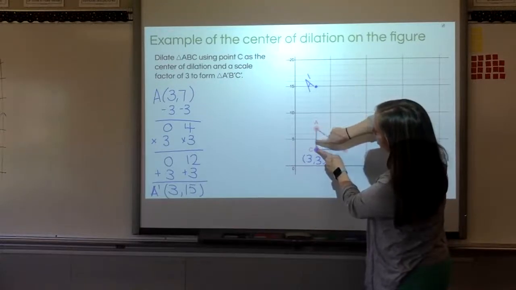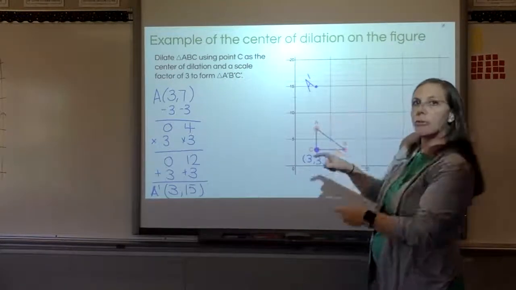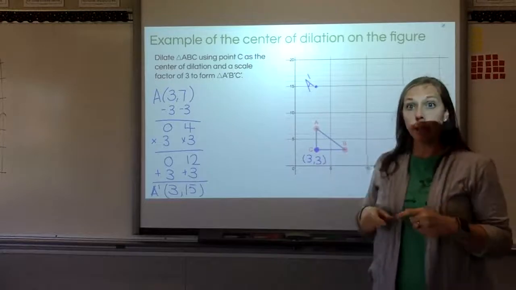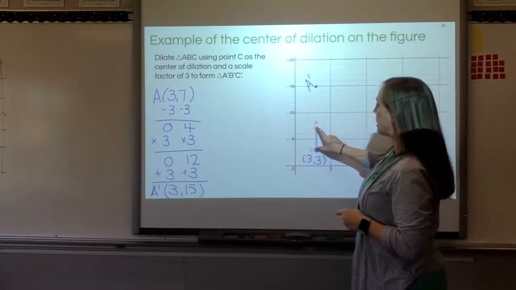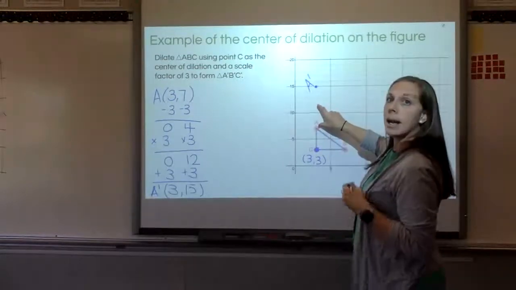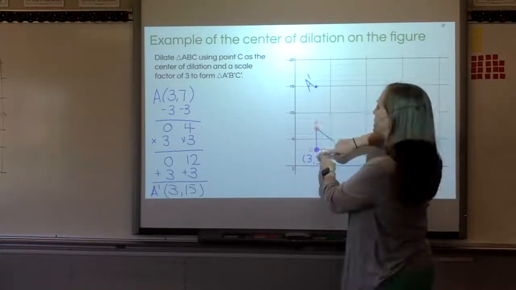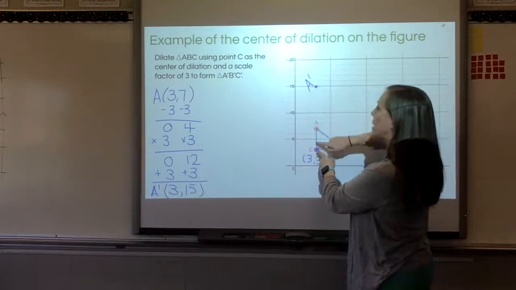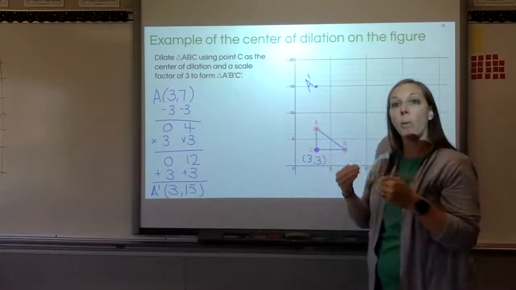Now the other way I could think about point A prime is by counting here that from point C to point A is 1, 2, 3, 4. It's a distance of 4. That's our scale factor of 1. If I wanted to make it a scale factor of 2, I would need a distance of 8. And then a scale factor of 3, it needs to be a distance of 12. So that's the other way I can think about getting that point.